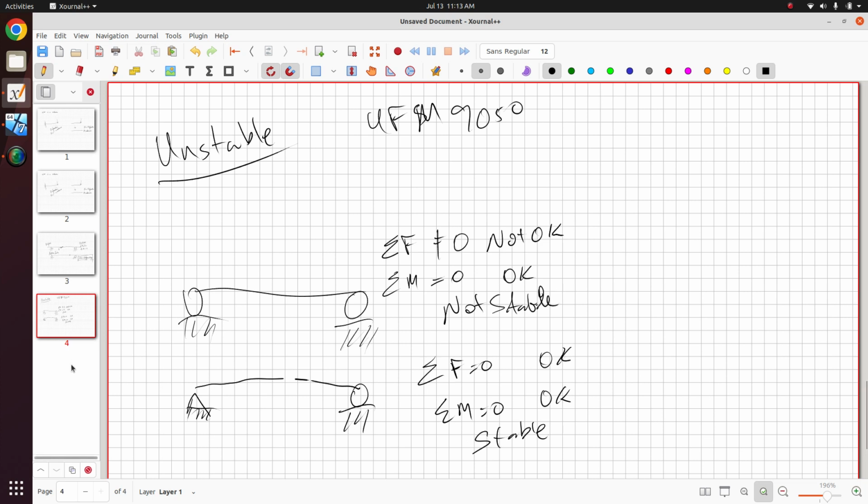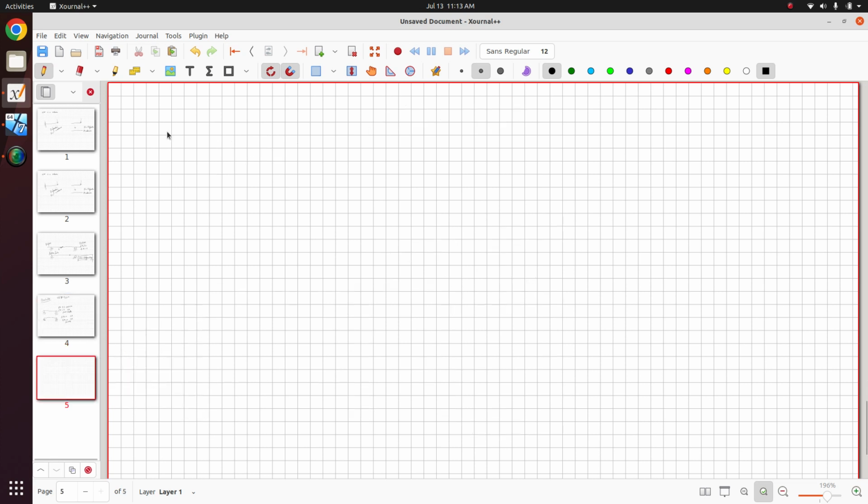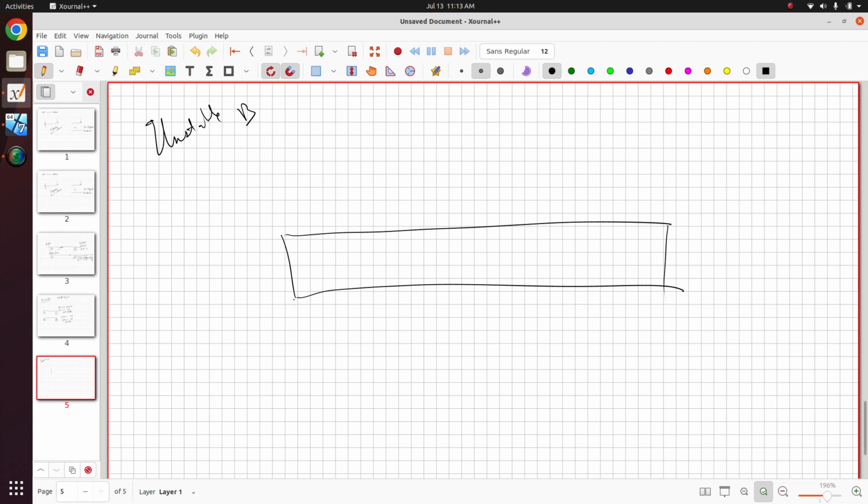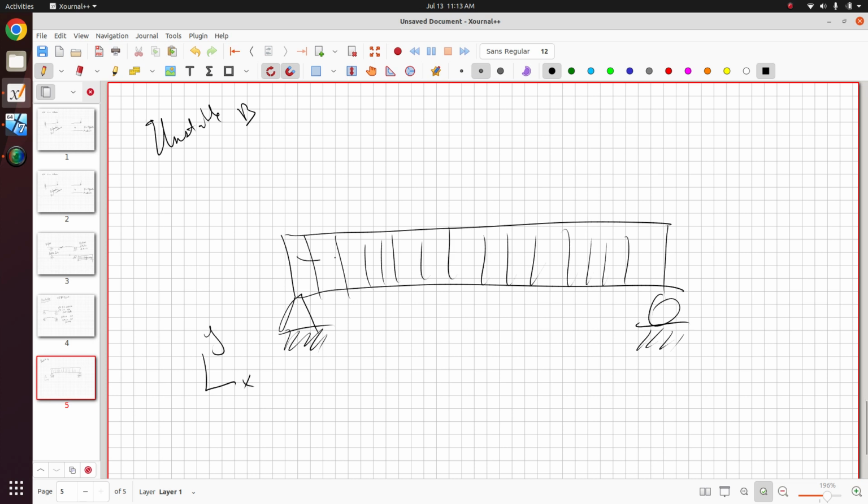Now there's another scenario that's worth mentioning. I'll call this unstable B. Sometimes when you mesh in your tool, your FE program, let's go ahead and add a pin and then a roller here. So this is going to be my X and my Y. Suppose you mesh it and it looks like this.